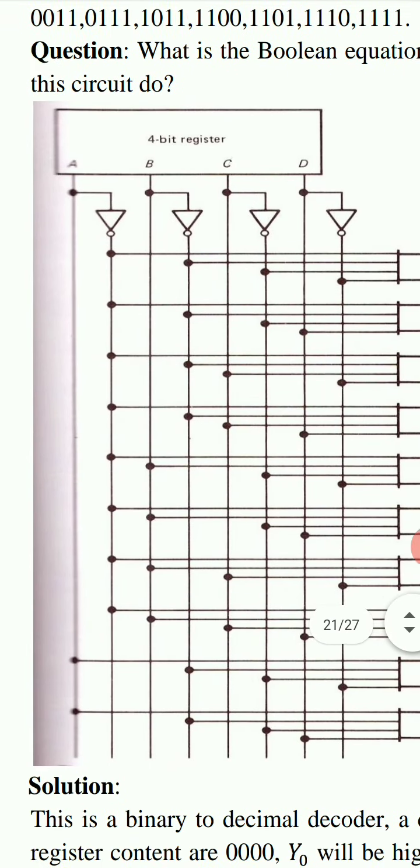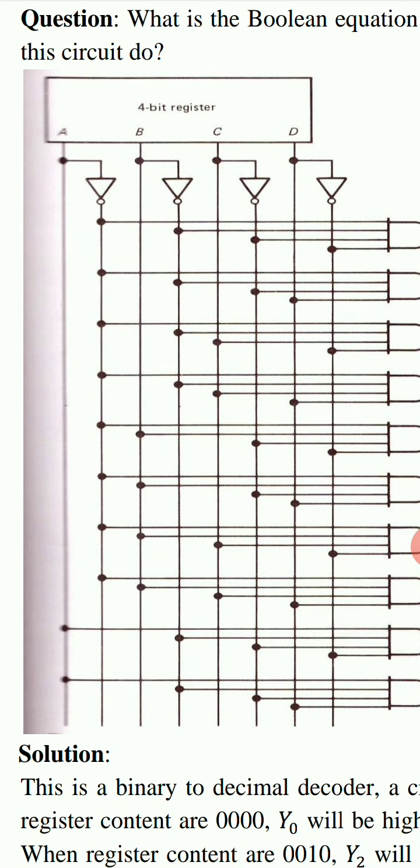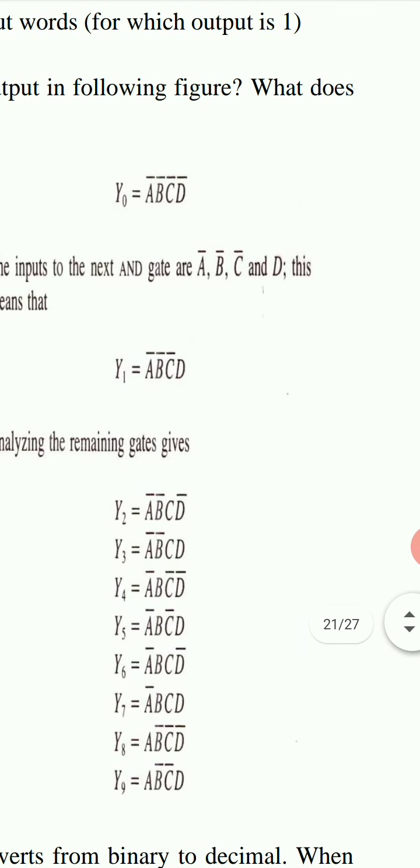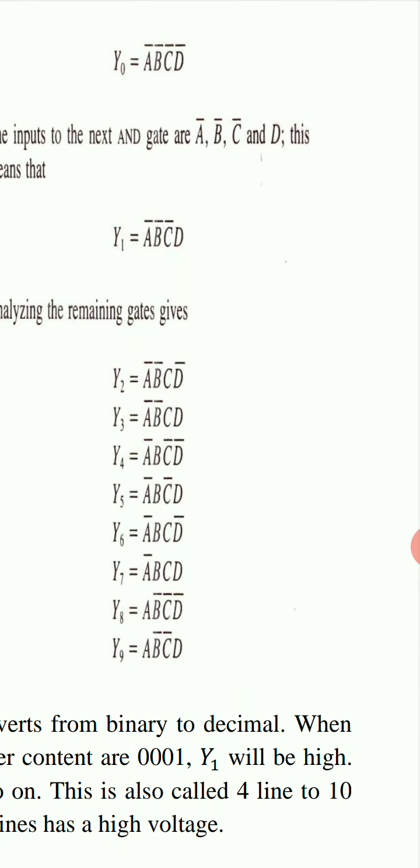Similarly, when input bits are 0, 0, 0, 1, which represents decimal number 1, the binary number is 0001: A is 0, B is 0, C is 0, and D is 1. Then we see from these outputs which output is high. The high output will be Y1, because D is 1 and A, B, C are 0, so their bars are equal to 1. So in this case y1 is 1.